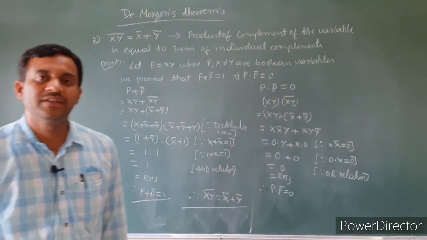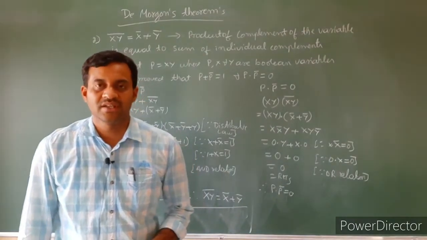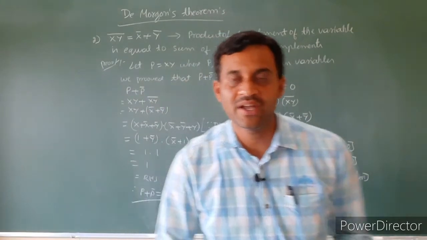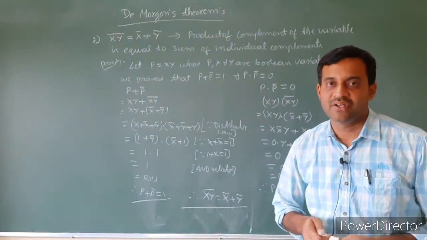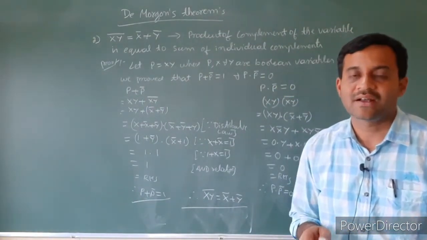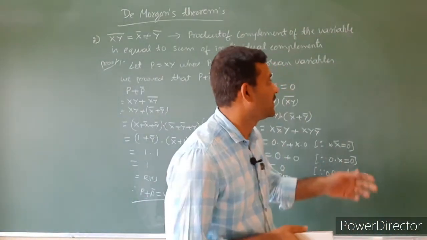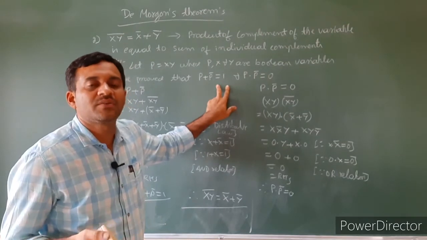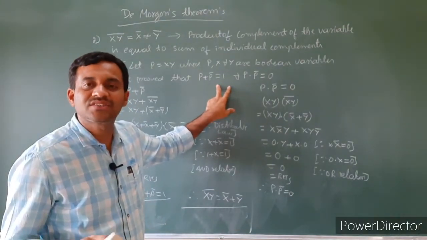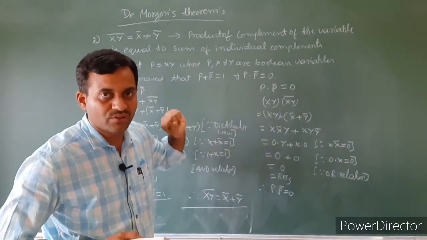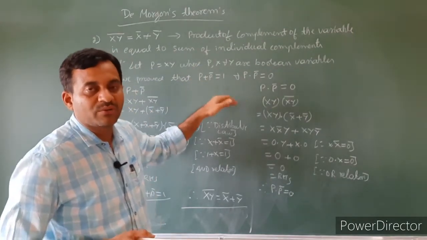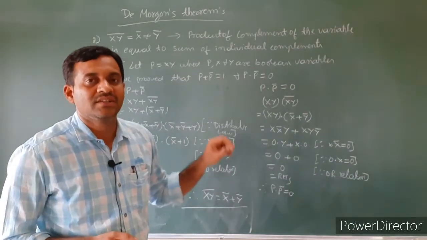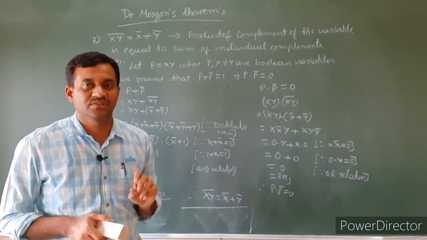It is also important for the examination. Carefully practice both theorems, De Morgan's first theorem and De Morgan's second theorem. Both are proved using the complementarity law. What is the complementarity law? P plus p bar is equal to 1, that is x plus x bar is equal to 1. Another one is x into x bar is equal to 0. Using these two complementarity laws we proved De Morgan's theorem. Hence De Morgan's theorem holds.